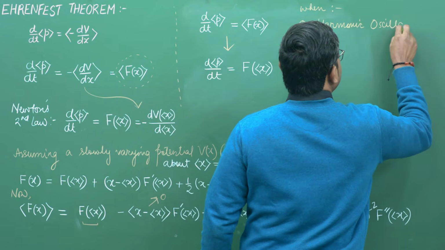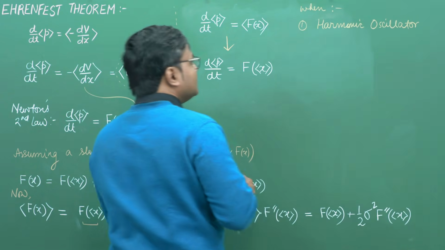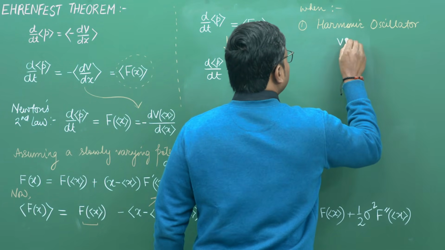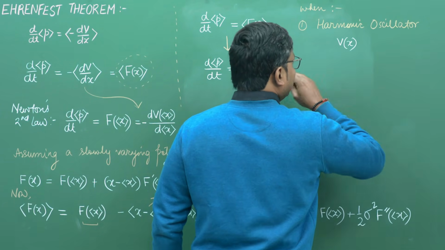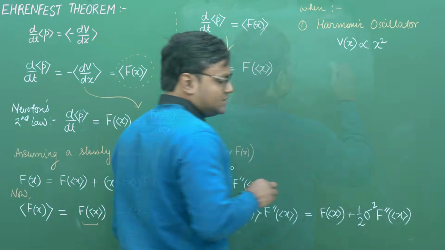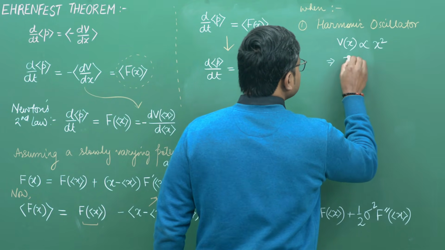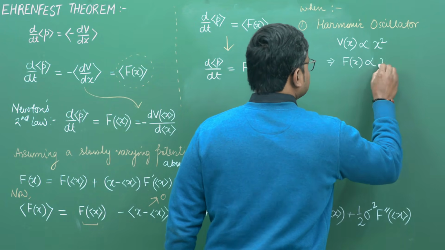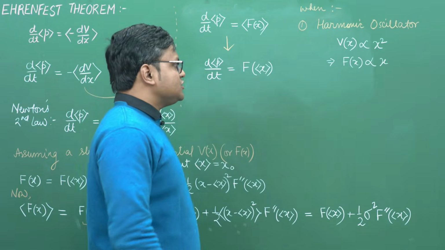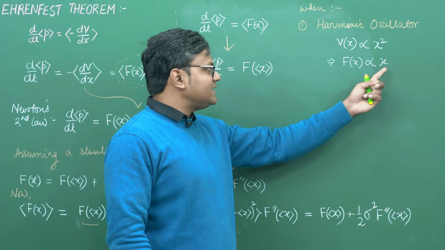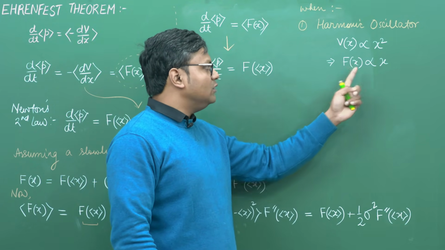What is the harmonic oscillator? The harmonic oscillator is a very unique potential in which the potential itself is directly proportional to some second order power of x. So then you have force Fx, which is proportional to x. So if you look at that situation, the first derivative of f will be a constant and the second derivative of f will be 0.